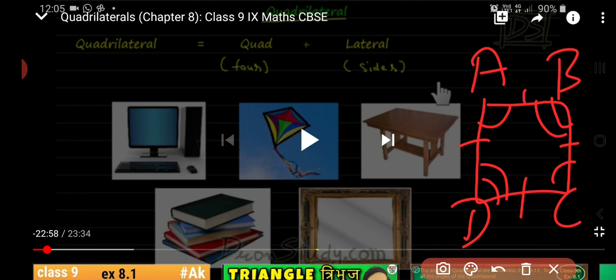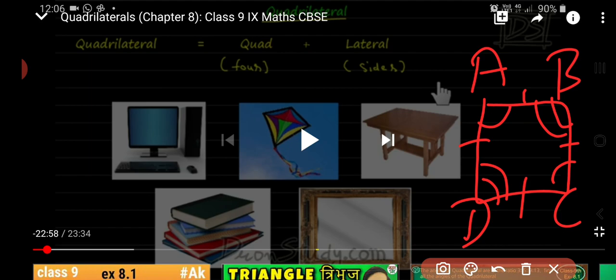The sum of the measures of all four angles of any quadrilateral is 360 degrees. If you want to know the angle sum property of this quadrilateral, then measure of angle A plus measure of angle B plus measure of angle C plus measure of angle D is always equal to 360 degrees. Then this figure is called a quadrilateral.